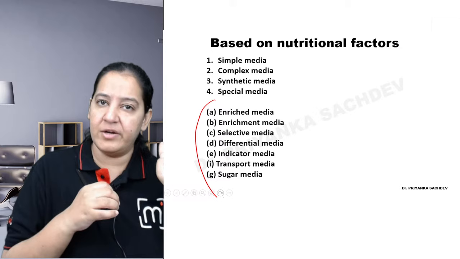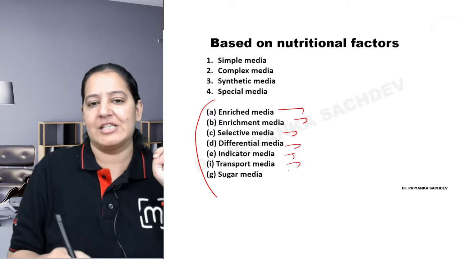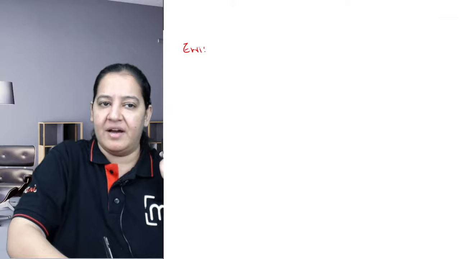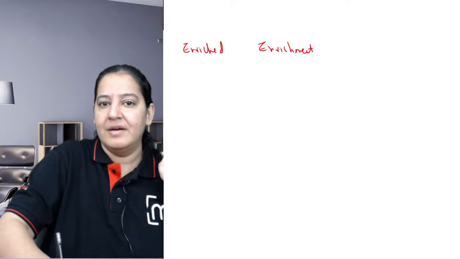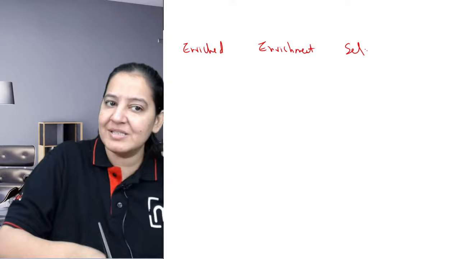Enriched, enrichment, selective, differential, indicator, transport. I've told you the definition as well as an example. So tell me enriched media. Tell me enrichment. Tell me selective. First tell me these three. Can you tell me the examples of these?